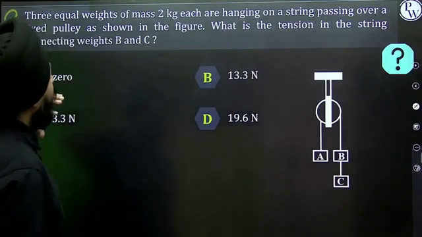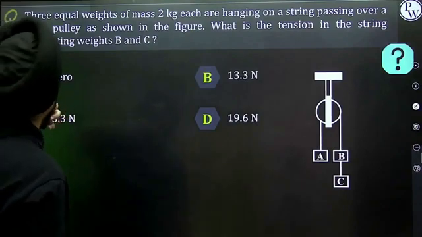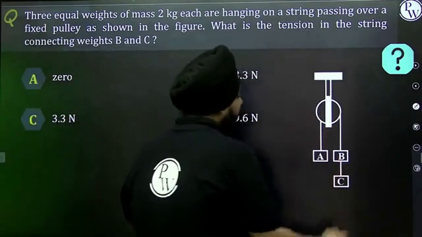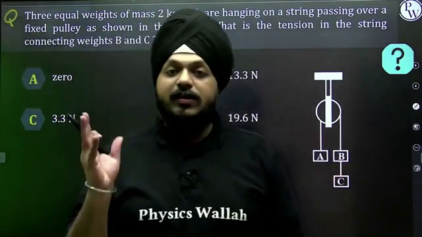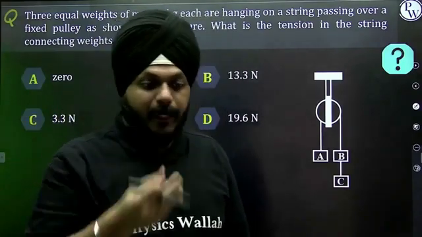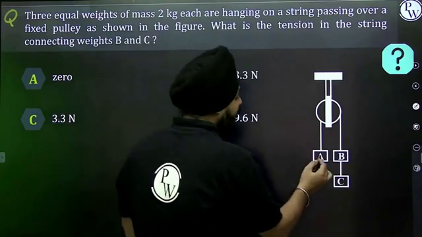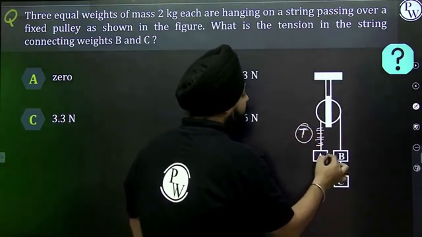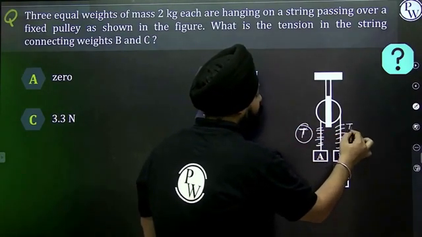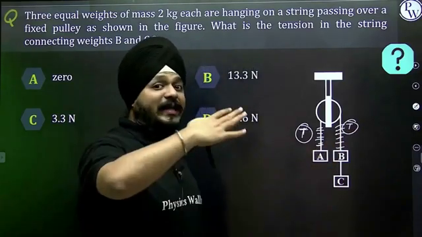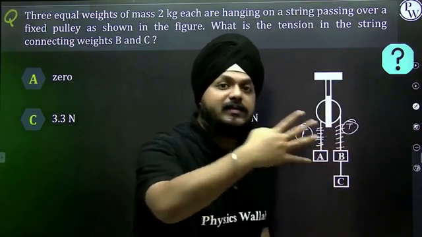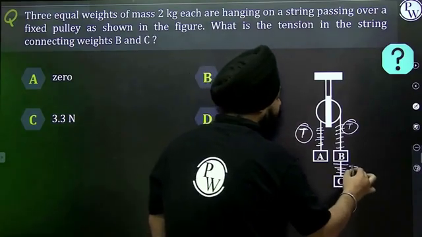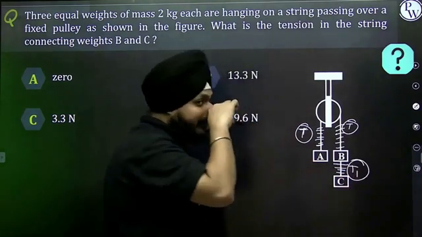Three equal weights of 2 kg are hanging on a string passing over the fixed pulley as shown in the figure. What is the tension between B and C? String changes, tension changes. All the strings are massless. A and B are connected by the same string, so the tension at each point on this side will be the same. But B and C are connected by a different string. I can understand it is massless, but still the tension will differ, because tension is the pulling force. So between B and C, we have the tension as T1.